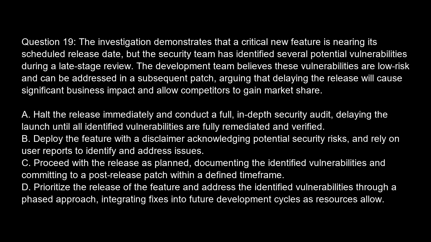Option A. Halt the release immediately and conduct a full, in-depth security audit, delaying the launch until all identified vulnerabilities are fully remediated and verified. Option B. Deploy the feature with a disclaimer acknowledging potential security risks and rely on user reports to identify and address issues. Option C. Proceed with the release as planned, documenting the identified vulnerabilities and committing to a post-release patch within a defined timeframe. Option D. Prioritize the release of the feature and address the identified vulnerabilities through a phased approach, integrating fixes into future development cycles as resources allow.